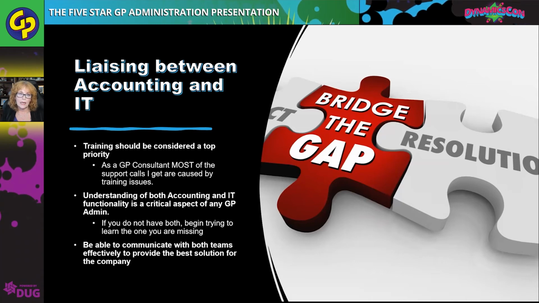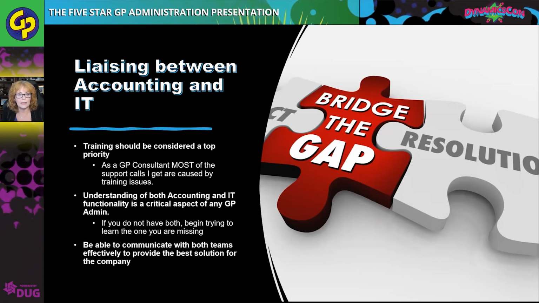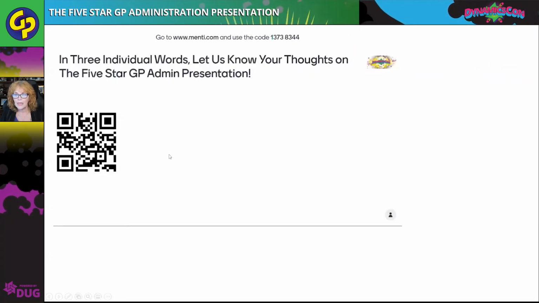You have to understand the needs of both accounting and IT so that you, as the liaison, can communicate effectively between the two. Otherwise, you're going to have accounting ticked off because they simply don't understand why they can't do something, or you're going to have IT ticked off because IT doesn't understand why accounting would need this. Again, be able to communicate with both teams effectively.